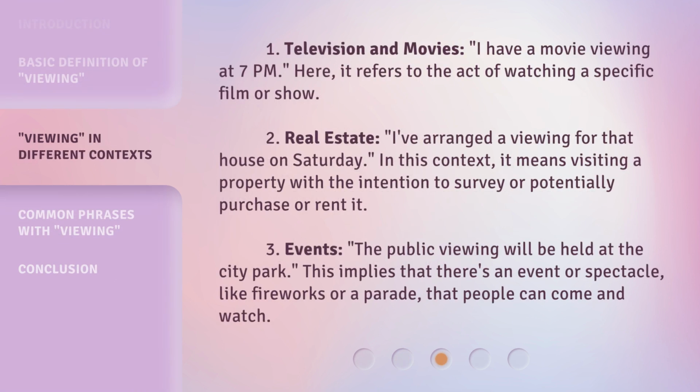1. Television and movies. I have a movie viewing at 7 p.m. Here, it refers to the act of watching a specific film or show. 2. Real estate. I've arranged a viewing for that house on Saturday. In this context, it means visiting a property with the intention to survey or potentially purchase or rent it.